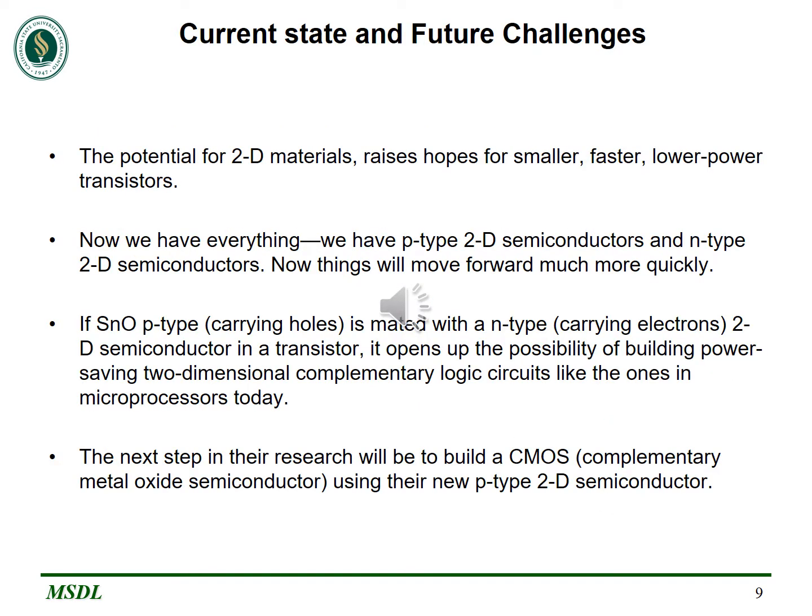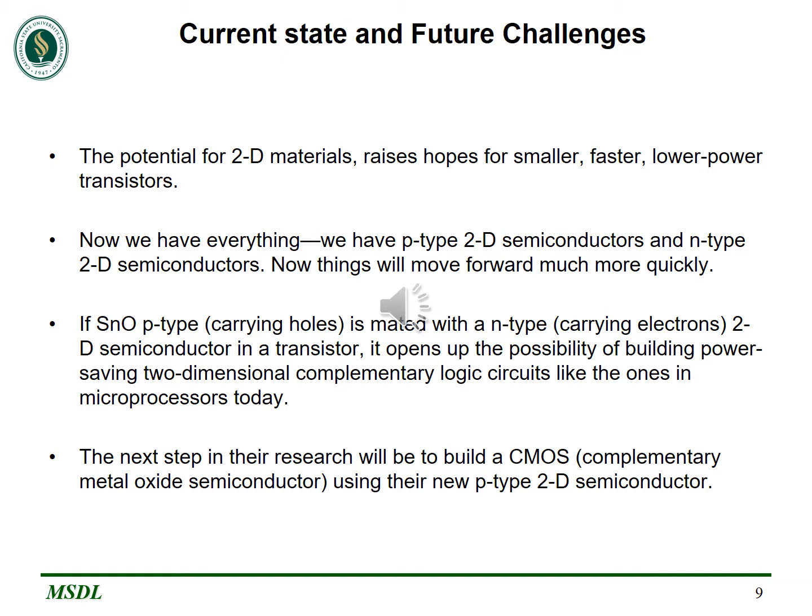Now, what is the current state and future challenge in this topic? The potential for 2D materials, such as graphene and molybdenum disulfide, as an alternative to 3D silicon, raises hope for smaller, faster, low power transistors. Now, today we have everything. We have p-type and n-type 2D semiconductor materials. If these materials are mated together, things will go forward much more quickly.